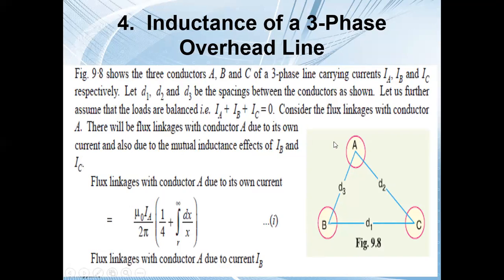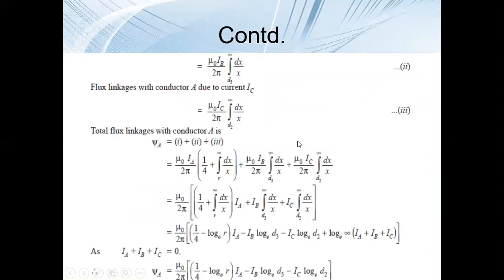Now, the second part will be the flux linkage of conductor B due to the current contribution by conductor A. The third part will be the flux linkage of conductor B due to the current contribution by conductor C. The same thing you can extend if you want to calculate the total flux linkage of conductor C due to the contribution of the other currents. Same way you have to proceed.